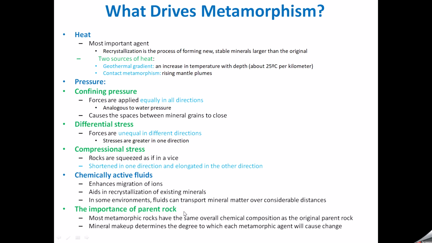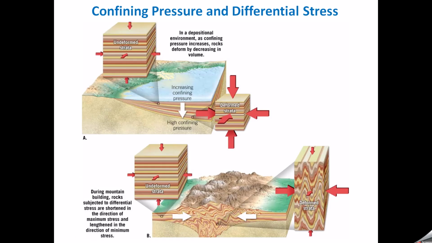The importance of parent rock. The parent rock is the original rock before the metamorphism process. Most metamorphic rocks have the same overall chemical composition as the original parent rock. And the mineral makeup determines the degree to which each metamorphic agent will cause change. So let's look at the pressure. This is the confining pressure and differential pressure.